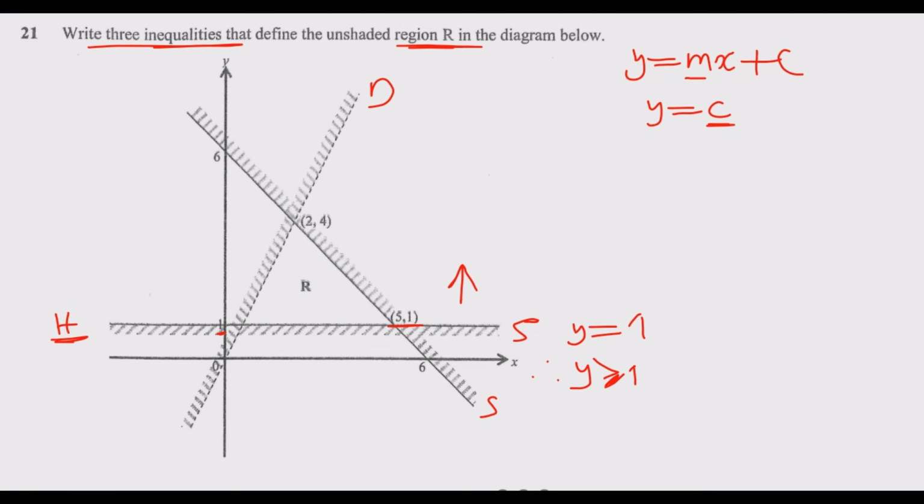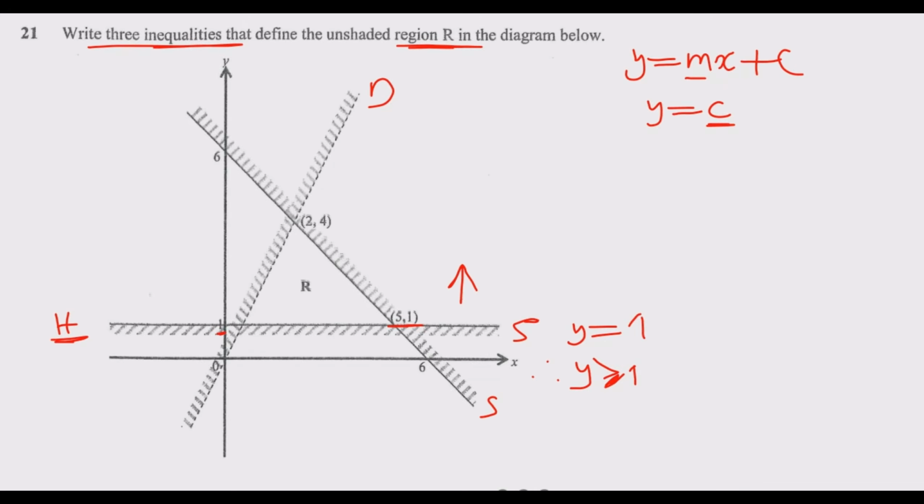So we go to the answer space and write this answer: y is greater than or equal to 1. This is the first one, and that should be 1 mark. The vertical or horizontal case will always be 1 mark. Then the next one is the second solid line, and we end up with the dotted line.